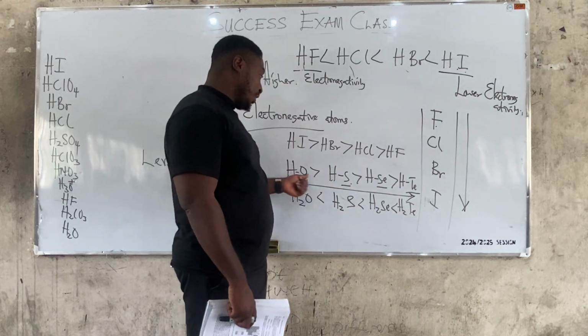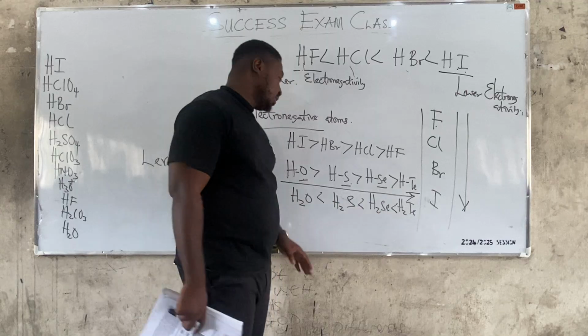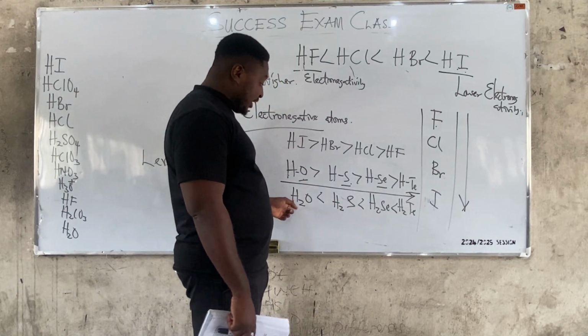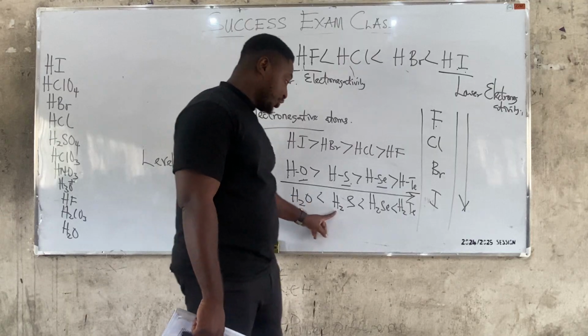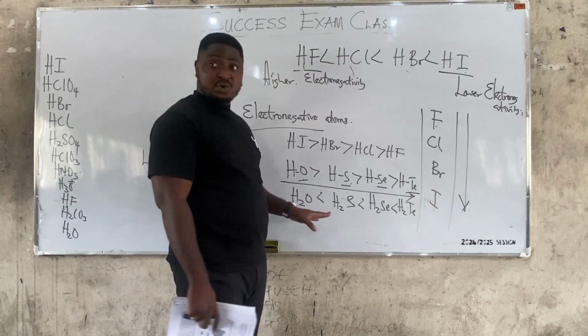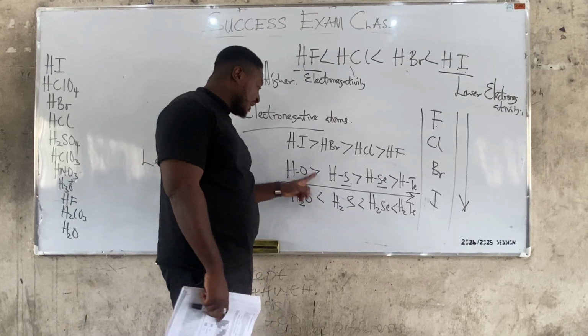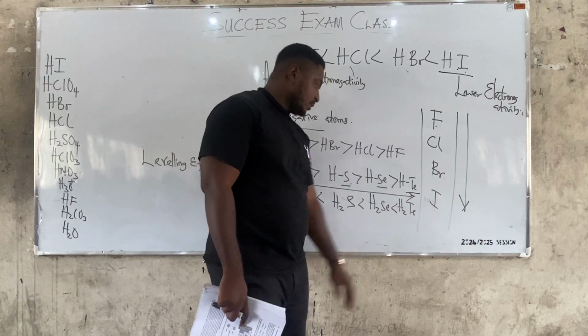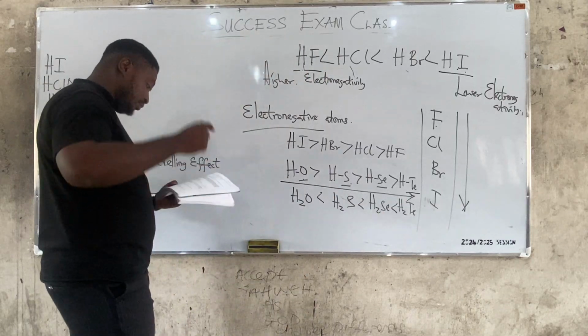When it's just HO, HS, HSe, and HTe, HO is the strongest. But when it becomes H2O, H2S, H2Se, H2Te, H2O becomes the what? Weakest. You can see that I changed this from greater than to less than to show that it is.